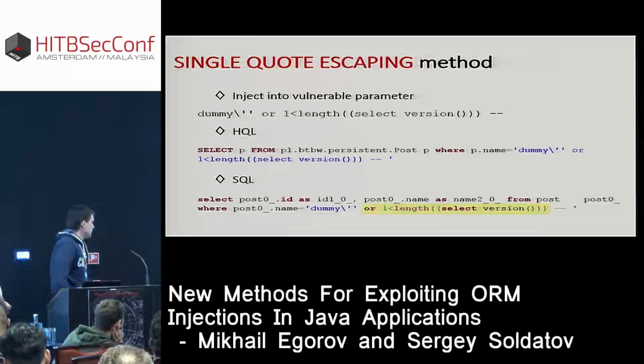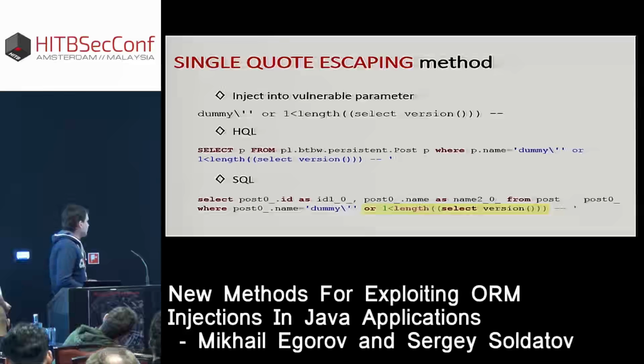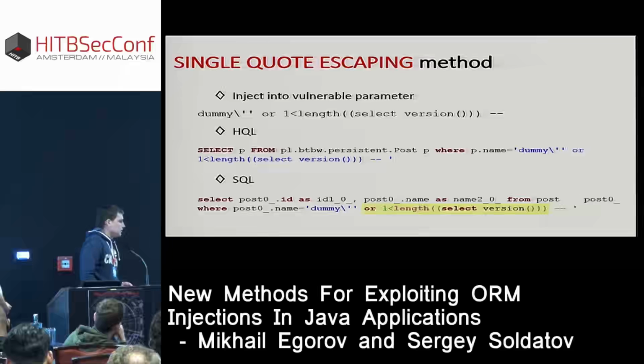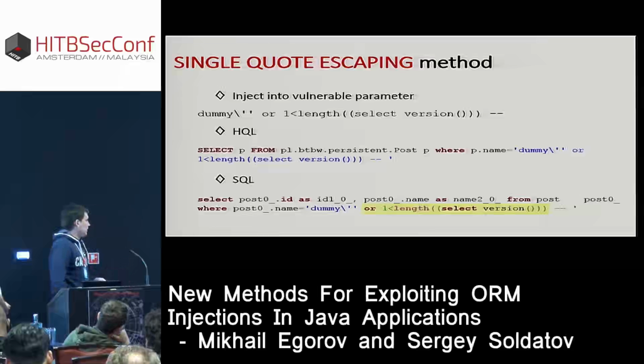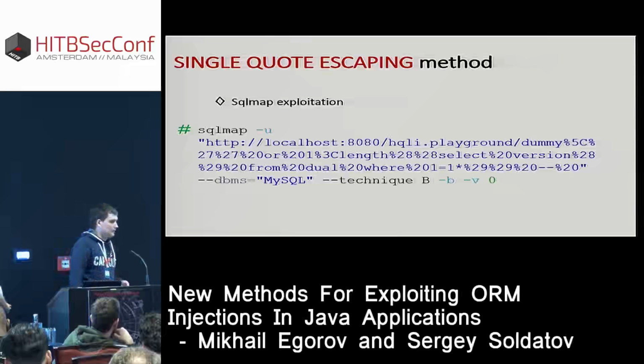But when MySQL gets the SQL query via JDBC after the HQL query was processed, it will obtain a mutated SQL query with an additional select subquery. To exploit HQL injection when the MySQL database management system is used, you can use the following sqlmap command line.